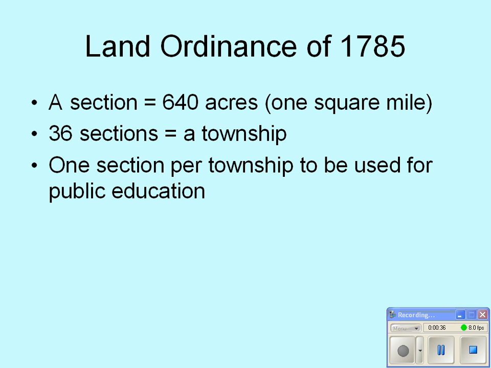This part meaning the states of the old Northwest Territory, which would be Ohio, Indiana, Illinois, Michigan, and Wisconsin. 640 acres, or 1 square mile, became a section. And then 36 sections, that would be an area of 6 miles by 6 miles, were called a township. Now, the decision was that one section in each township would be used for public education.